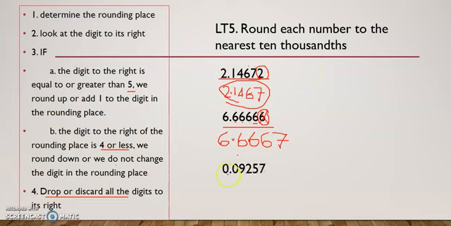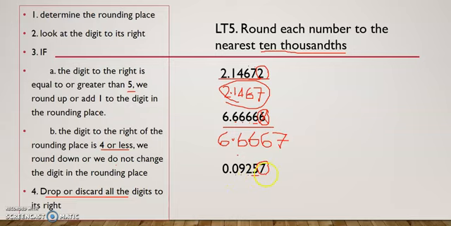Let's take another example. Okay. First step. Determine the rounding place. Since the instruction again is the nearest 10,000ths, look at the 10,000ths place. Tenths, hundredths, thousandths, 10,000ths. Okay. The number in the 10,000ths place is 5. Susunod na gagawin. Look at the digit to its right. Tingnan nyo nasa kanan. Kapag 5 pataas, we have to add 1 to the number in the rounding place. Kapag 4 pababa, the number in the rounding place remains the same. Okay? And then, drop or discard all the digits to its right.